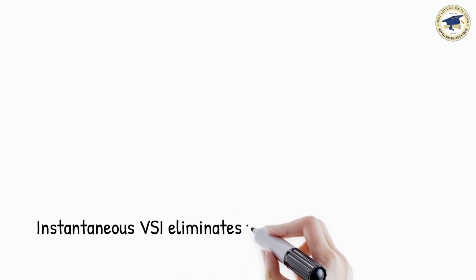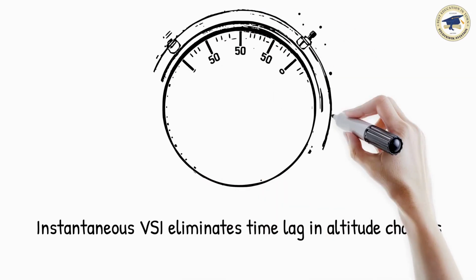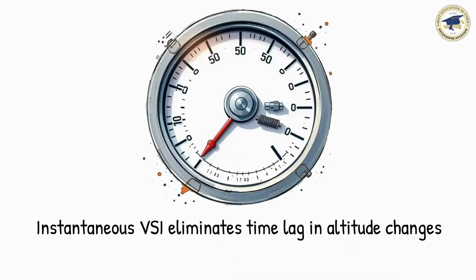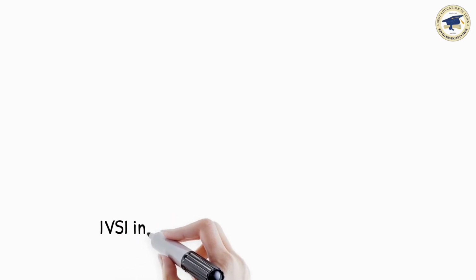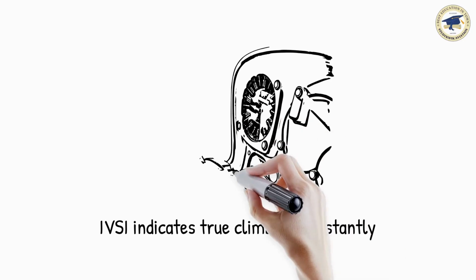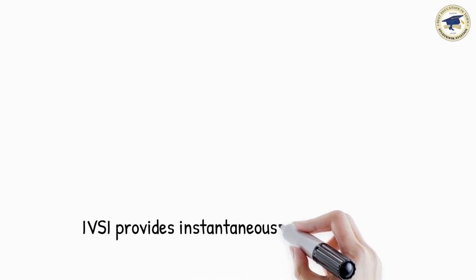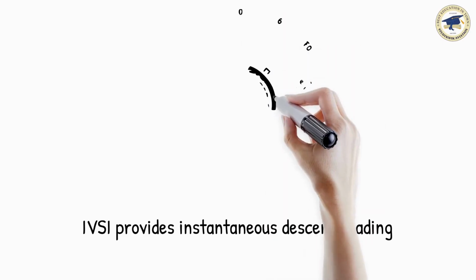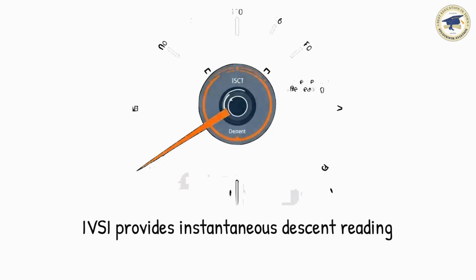The instantaneous VSI, IVSI, solves the time lag problem by responding immediately to altitude changes. It uses a dashpot, a small piston, and spring system in the static line. During a climb, the dashpot piston moves instantly, creating a pressure differential. This allows the IVSI to indicate the true rate of climb immediately. During a descent, the piston moves in the opposite direction, giving an instantaneous descent reading.